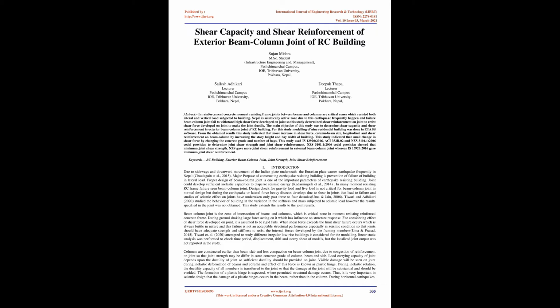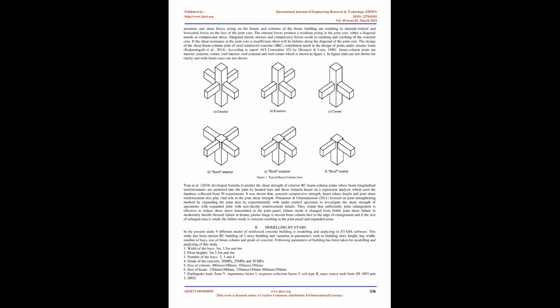Introduction. Due to sideways and downward movement of the Indian plate underneath the Eurasian plate, earthquakes frequently occur in Nepal, Sholagane et al., 2015. The major purpose of constructing earthquake resisting buildings is prevention of failure of the building under lateral load. Proper design of beam column joint is one of the important parameters of an earthquake-resisting building. Joints could develop sufficient inelastic capacities to disperse seismic energy, Kadarning et al., 2014.